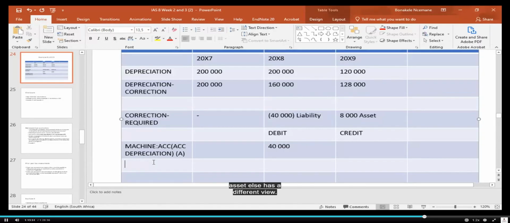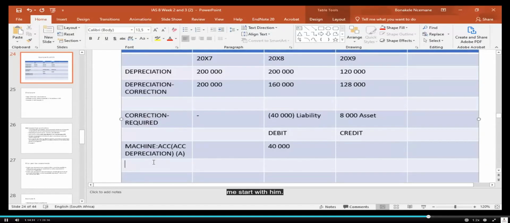Who else has a different view? Sir, can I take a shot at it? Yes. Since originally we had debited depreciation expense, but we don't normally reverse expenses in accounting, what I think we would do is credit a reversal account. Maybe that account would be called 40,000 reversal of depreciation, and it would be a separate line item. Maybe not a separate line item, but you understand what I'm trying to say. So I understand exactly what you guys are saying.